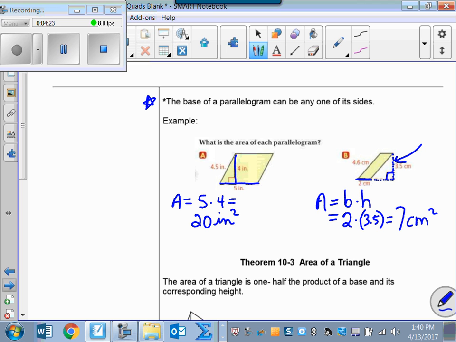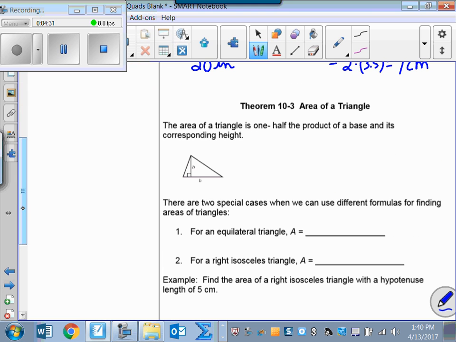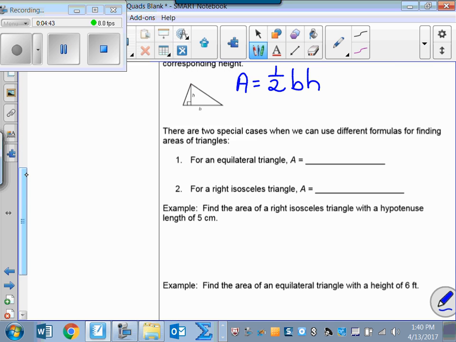Okay, so we've done a square, we've done a rectangle, we've done a parallelogram. How about the area of a triangle? We've known this for many years. Maybe you didn't know it was a theorem, but we all know the area of a triangle is 1/2 the base times the height. Right? Okay, but now we have some special cases, and we've got some special little formulas that will really help you to remember.